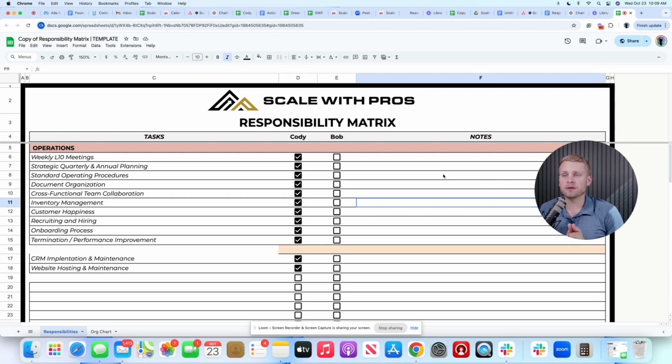And this is something you should absolutely attach as part of your operating agreements, so that it's clear there. Put it in your company's Google Drive. It's something that you can share with your team as well, so that they know who to go to for what on specific things.